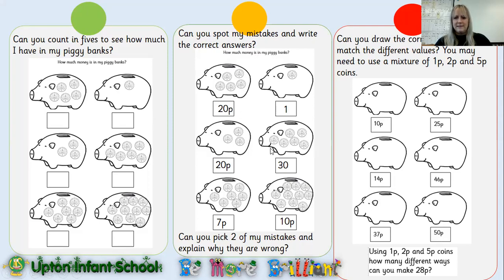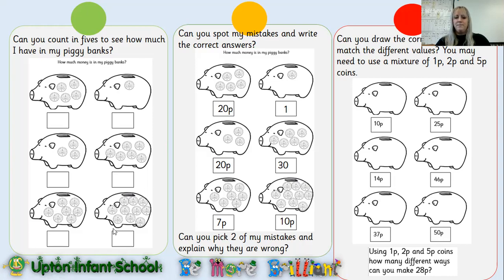Now, I've written the answers, but I can see already I've made mistakes on every single one of those. I wonder if you can work out the correct amount that is in each piggy bank and then write the correct amount for me. Remember again to use that P sign. I can see actually a couple of times I haven't even added that on my answers.